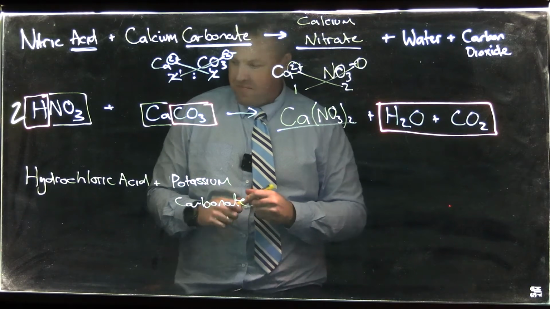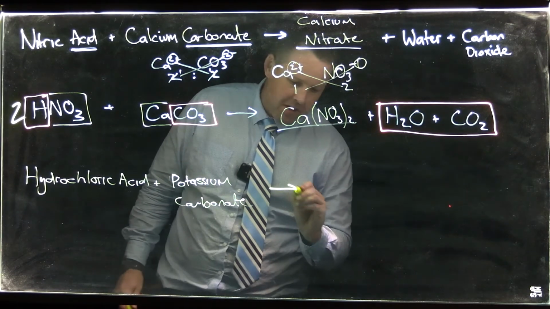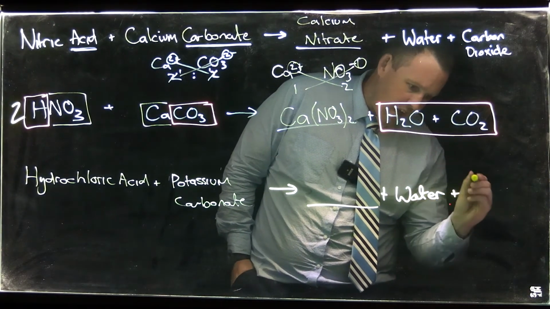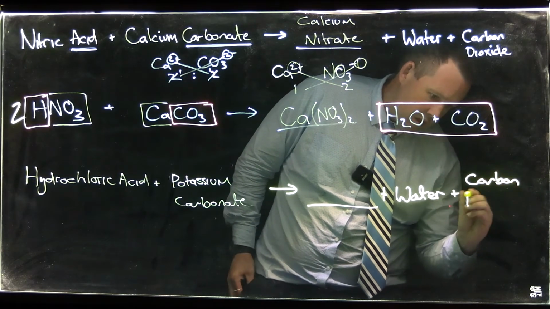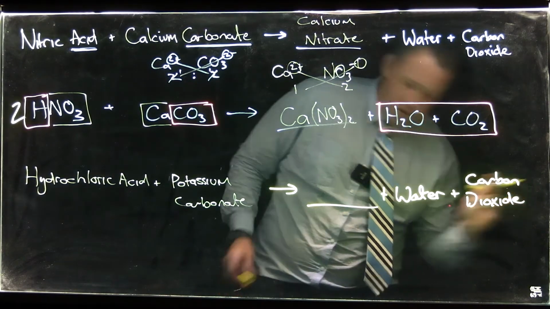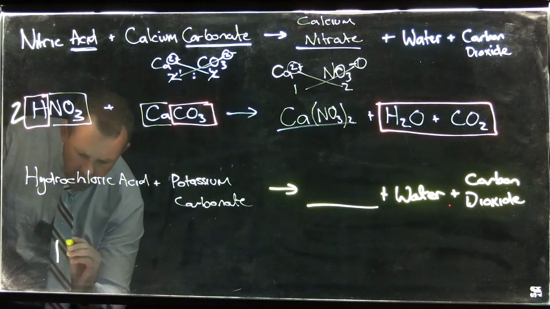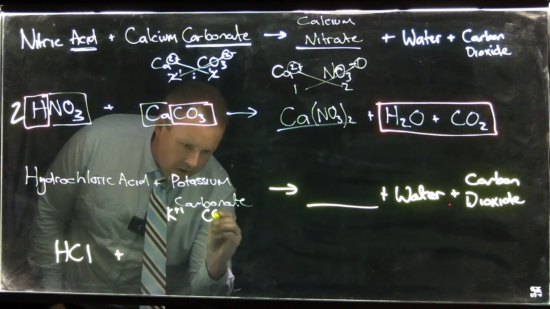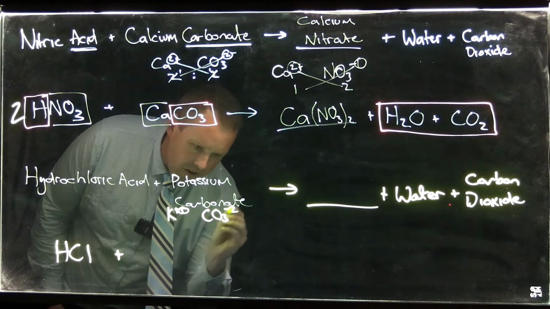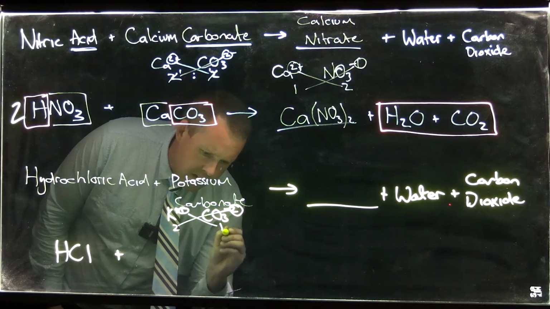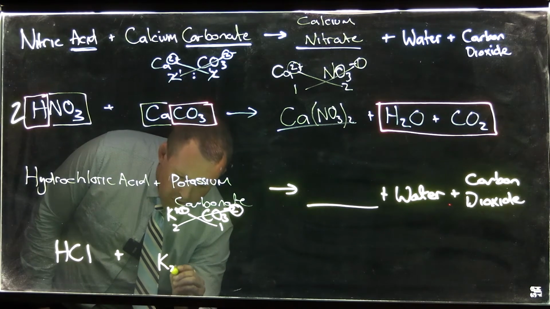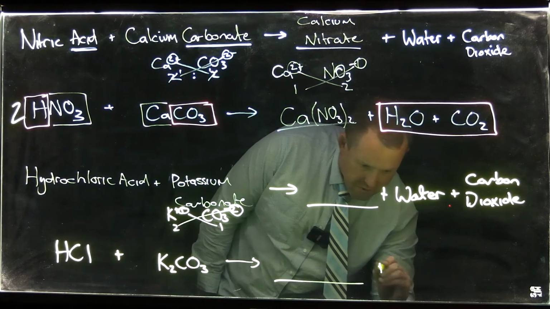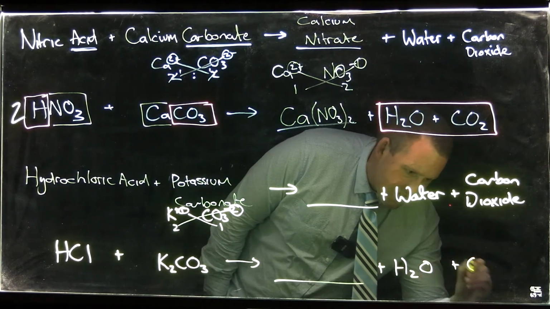Let's give it another look. Hydrochloric acid, potassium carbonate, same thing. Going to get a salt, going to get water, going to get carbon dioxide. So, acid, HCl, plus potassium carbonate. So, K is a +1, CO3 -2, crossover, 2-to-1, K2CO3. Going to produce salt plus H2O plus CO2.